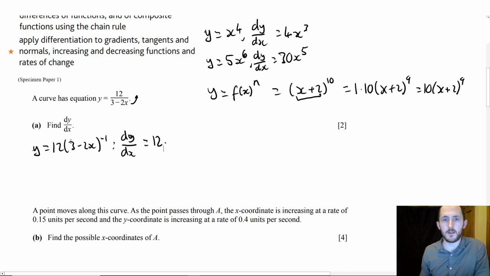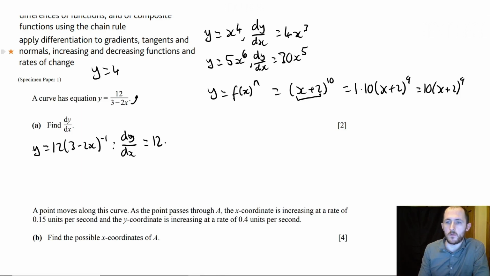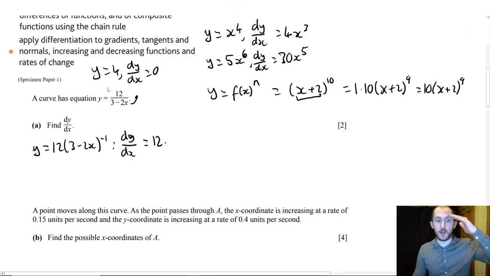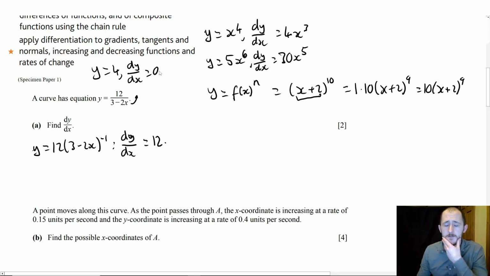So one thing to note about differentiation is constants go to 0. If I have y is equal to 4, dy by dx is 0. And hopefully this makes sense. If I had a line where y equals 4, what's the gradient? 0. But also think about it in terms of differentiation. How quickly is y changing with x? Well, y doesn't change. So it's 0, it's not changing at all. Okay, so there are some things to think about.